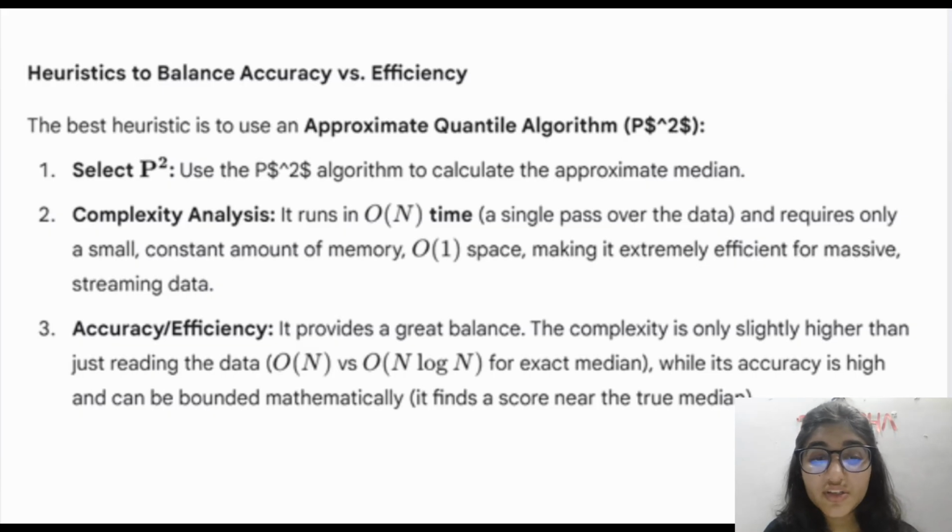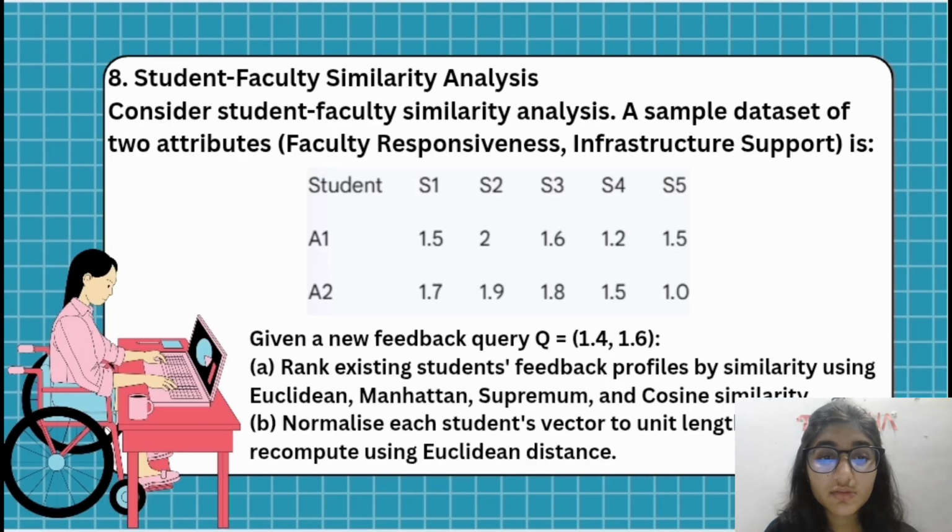Third is accuracy and efficiency. It provides a great balance. The complexity is only slightly higher than just reading the data, that is O(n) versus O(n log n) for the exact median, while its accuracy is high and can be bounded mathematically. Now moving on to the next question, that is question number 8.